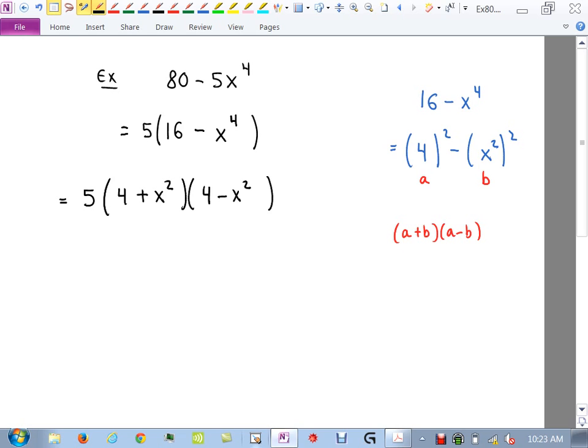This one, however, is a difference of 2 squares, isn't it? Because it has a minus between them. So what I need to do is step to the side again. I need to write down 4 minus x squared. I need to see if I can rewrite that as something squared minus something squared again.